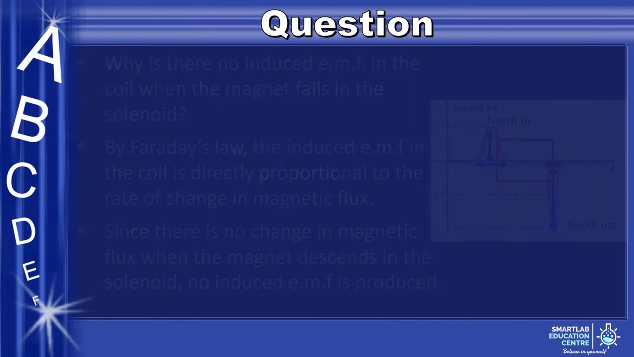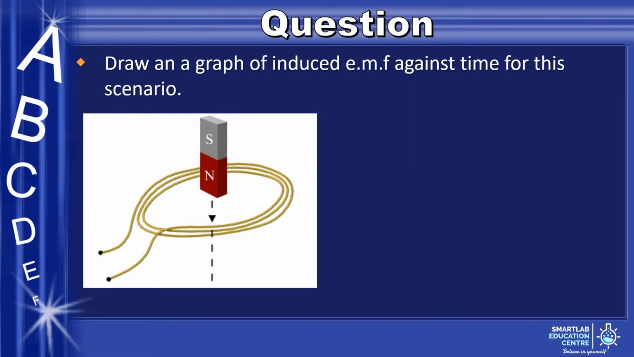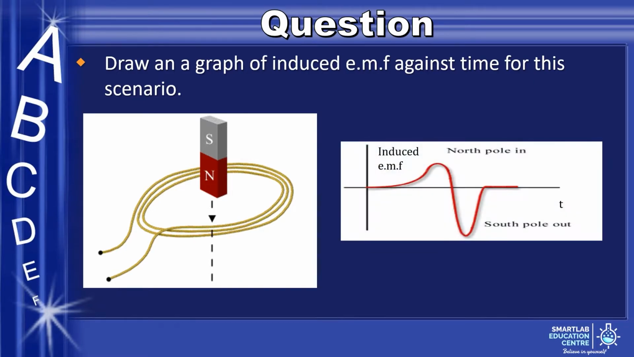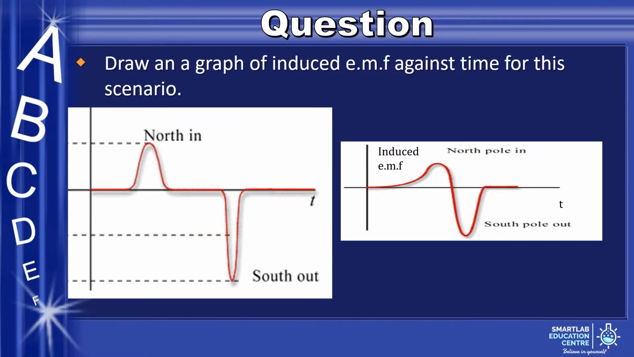Draw on a graph of induced EMF against time for this scenario. The solenoid is replaced with a coil. Here is the new graph. With comparison to the previous graph, the amplitude reduces as the rate of change of magnetic flux decreases due to the number of coils cutting the magnetic fields being lesser. In addition, because the magnet enters and leaves in a very short time, the two jumps become even closer.